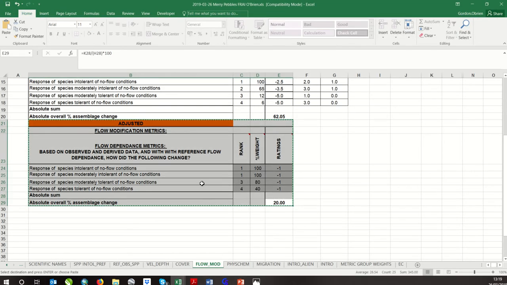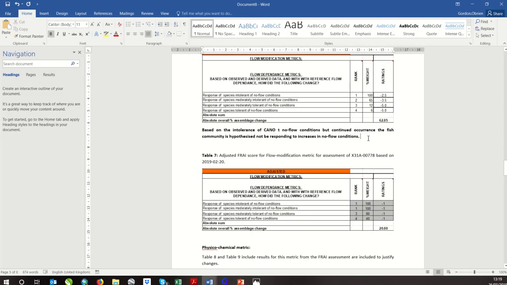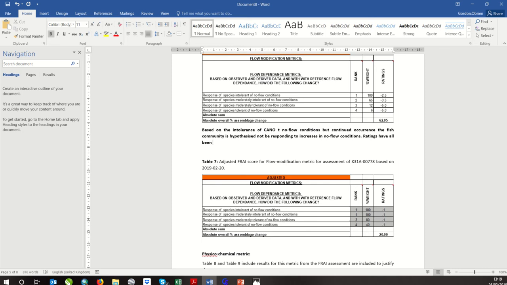Okay, why is that adjusted just one? Yeah. Rank ratings have all been set to a small reduction to err on the side of caution. Right. And this is table 7.